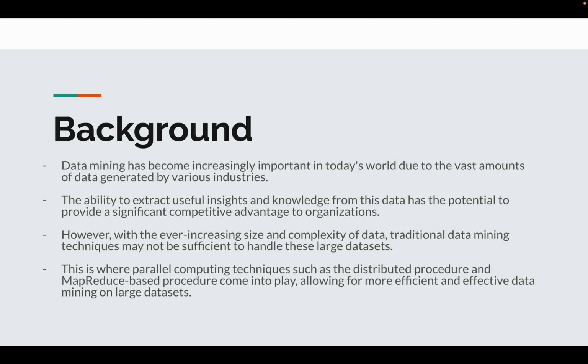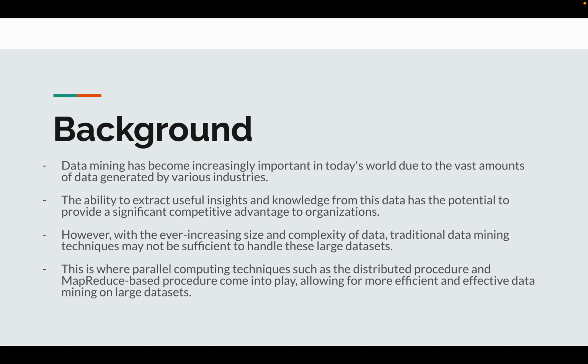However, processing and analyzing such large datasets can be a daunting task. Traditional data mining methods, such as sequential processing, can take a long time and may not be able to handle the scale and complexity of this big data. This is where parallel computing comes in.